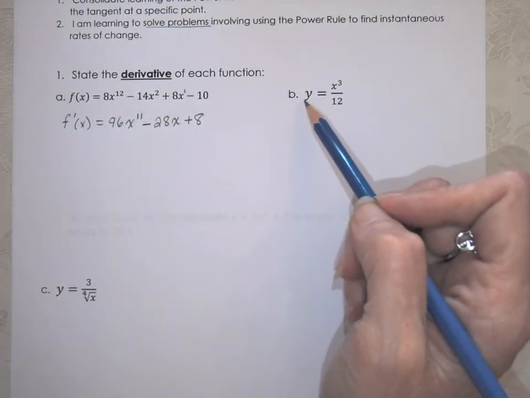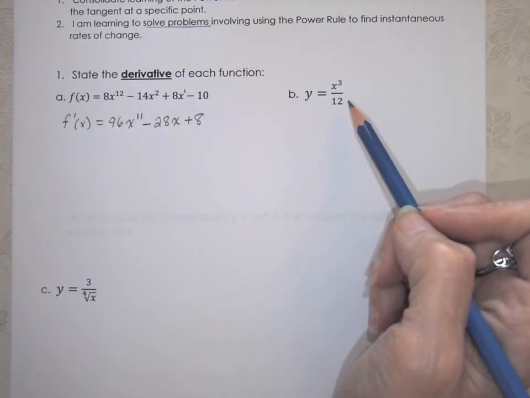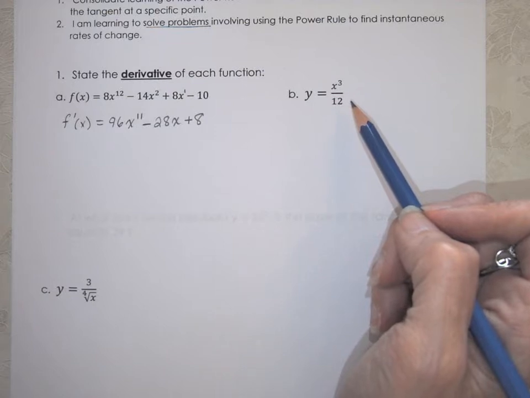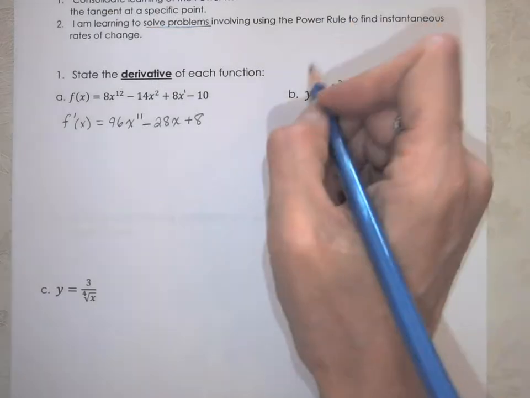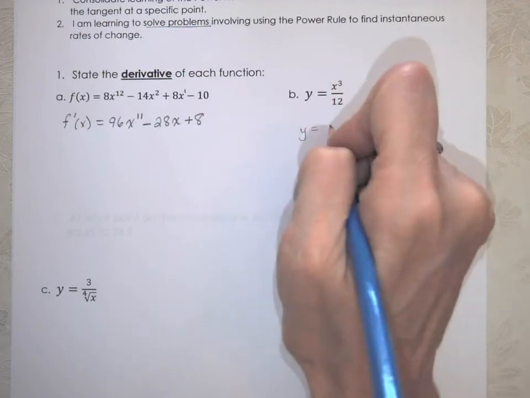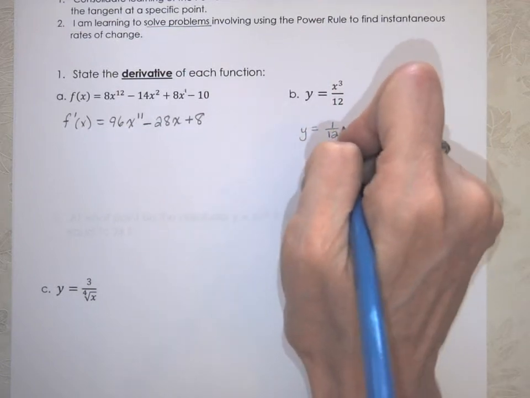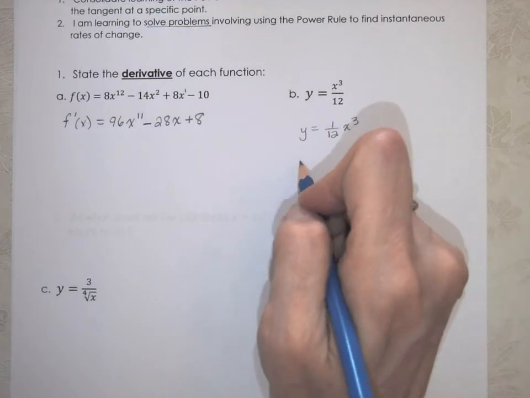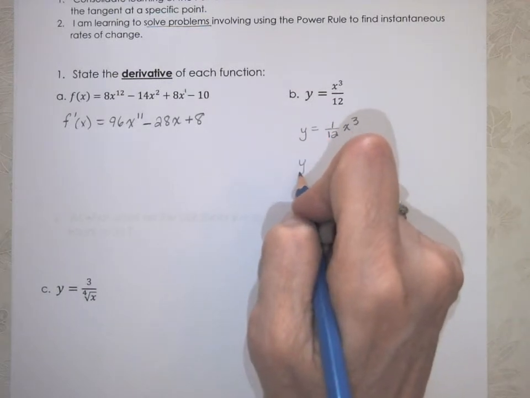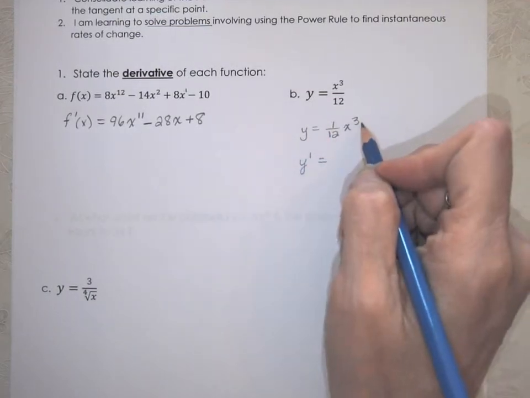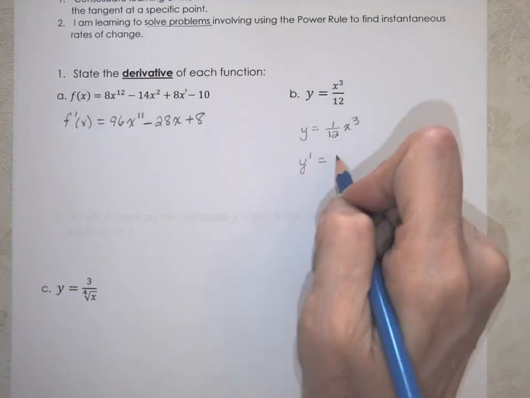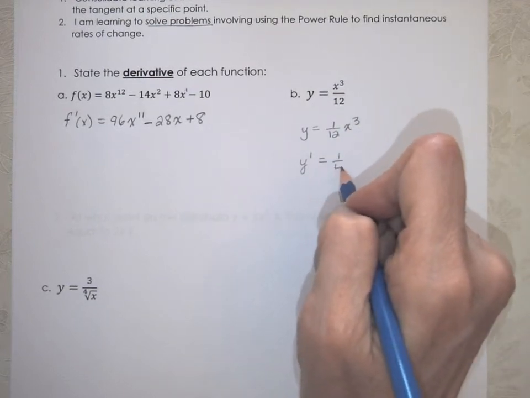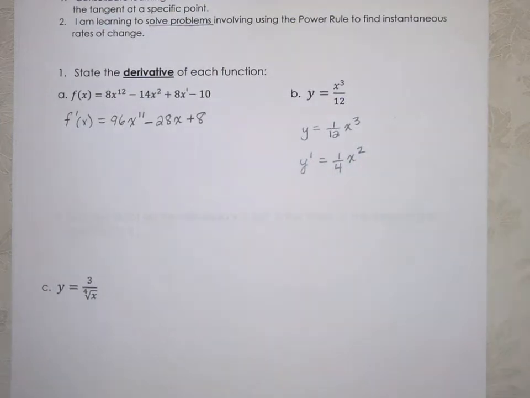Our next one, b, is the derivative of the function y equals x cubed over 12. In this case, I might want to first rewrite it as 1/12 x cubed. Not necessary, but it might be easier to think of it that way. Now we're ready to take the derivative. So y prime is going to be 3 times a 12th, which is 3/12 or 1/4, x squared.